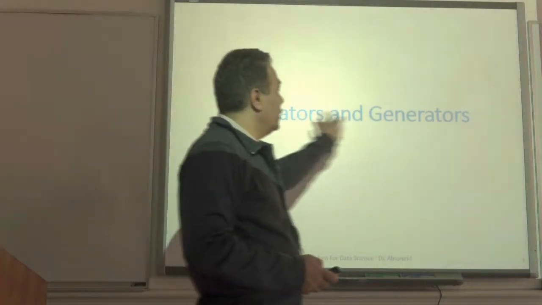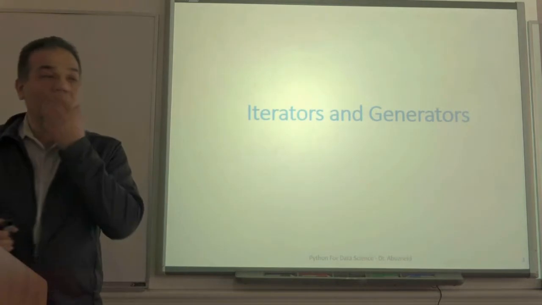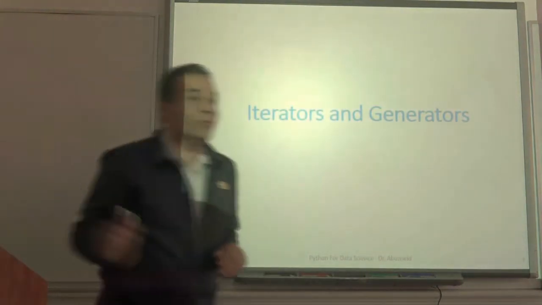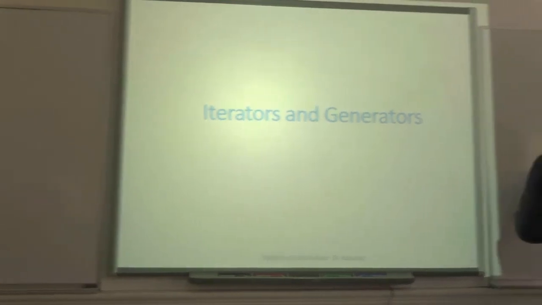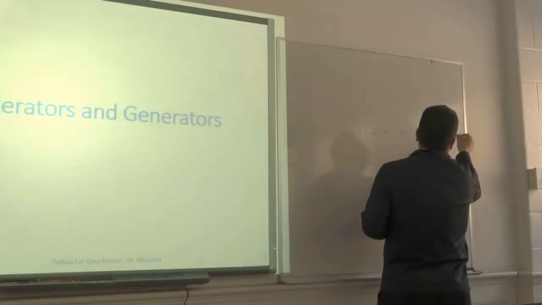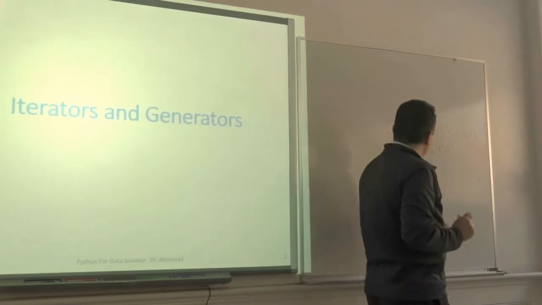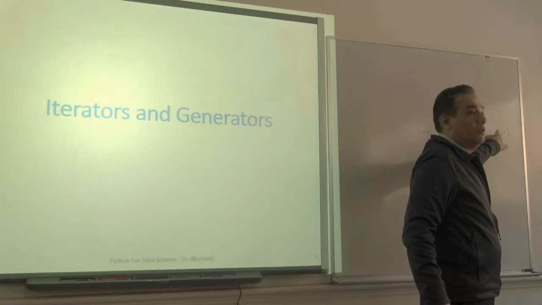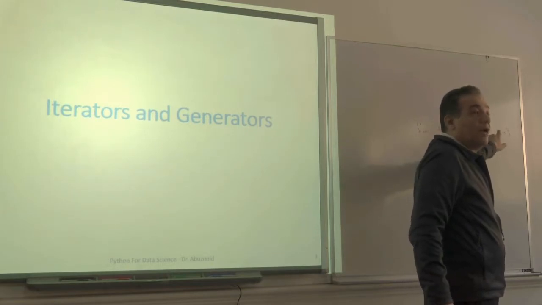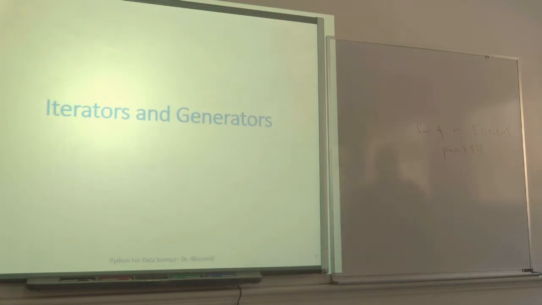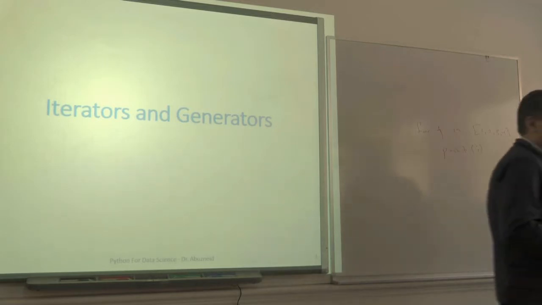So we're going to start with iterators and generators. Last time we started with iterators, remember? So what is an iterator? For example, when I say for i in 1, 2, 3, 4, print i. Why am I able to do that? Because this is an iterable, okay? Lists and tuples are iterable containers, right? But they are not iterable by themselves, okay?